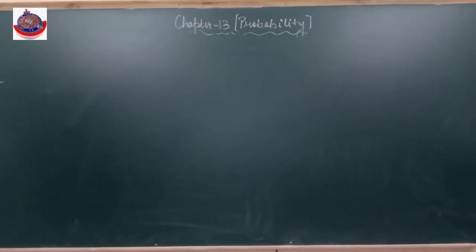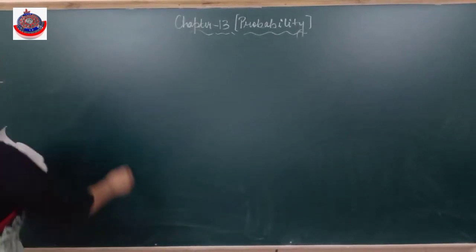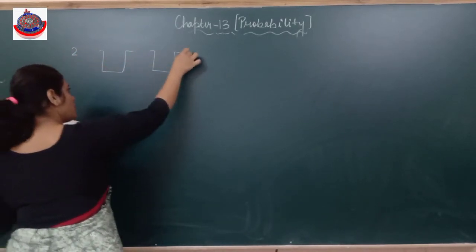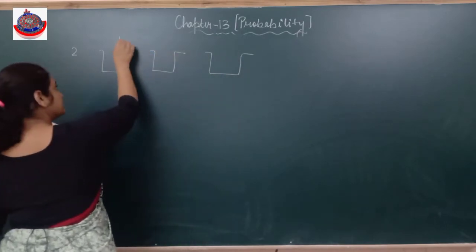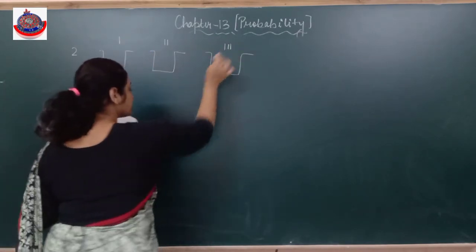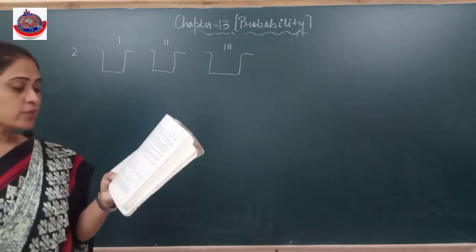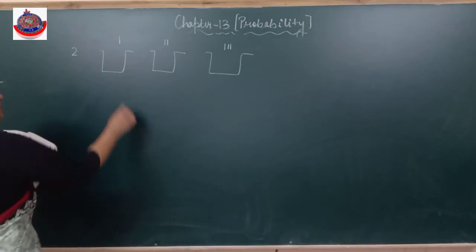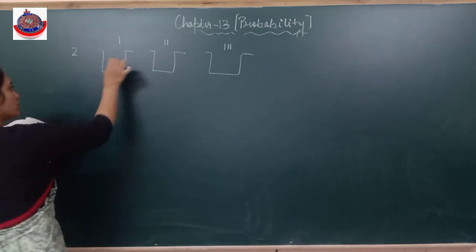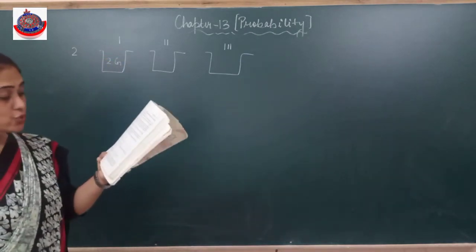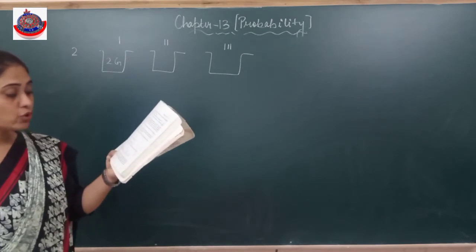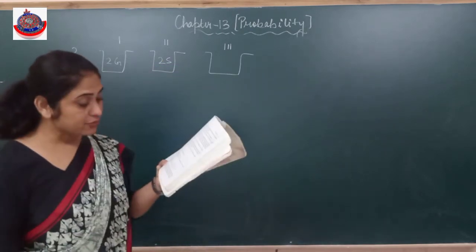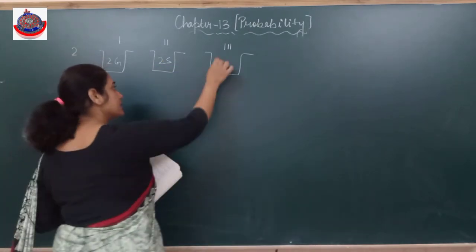Next is, given 3 identical boxes. There are 3 boxes, 1, 2 and 3. In box 1, both coins are gold coins. There are 2 coins, 2 gold coins. In box 2, both are silver coins. In box 3, there is 1 gold and 1 silver.